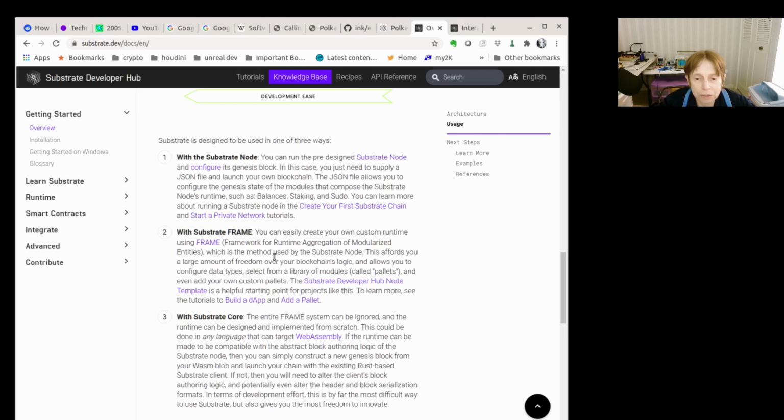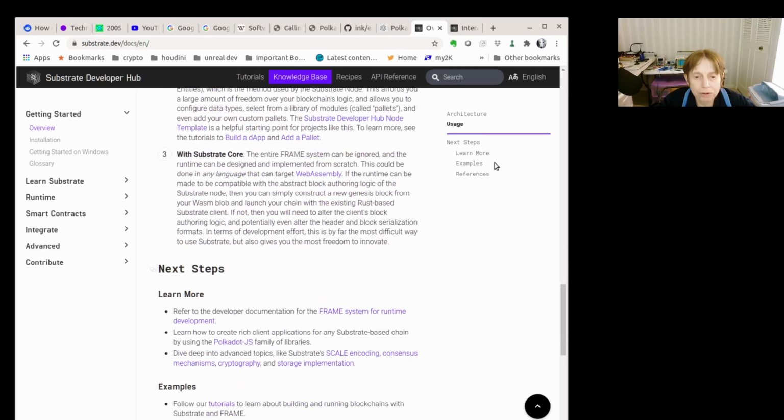With FRAME, you can create your own runtime, which stands for Framework for Runtime Aggregation of Modularized Entities. So this is more of a templated way of changing your runtime. And with Core, you can do something in anything that can target WebAssembly. So that would be Rust and any language that can target WebAssembly. So C, C++, Rust.